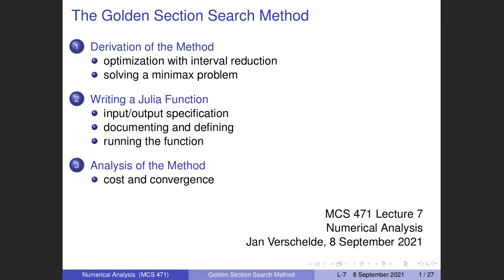So why is it nevertheless quite appropriate to see the golden section search method now? Because it's very similar to the bisection method. The bisection method was our first method for a root finding. So there are three parts in this lecture. We start with the mathematical derivation of the method, starting with a definition of our problem.